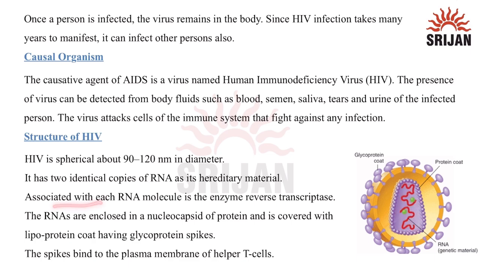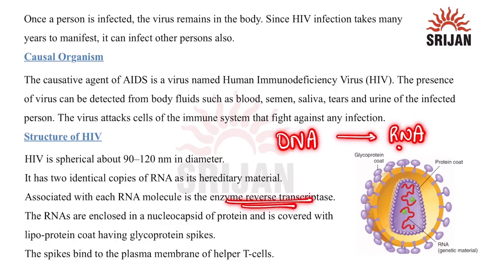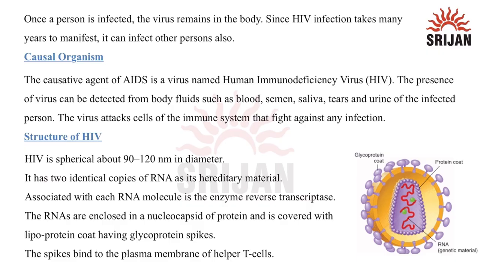Now, associated with each RNA molecule, there is an enzyme known as reverse transcriptase. Normally, DNA converts into RNA, and this process is known as transcription. Reverse transcriptase is an enzyme which converts RNA back to DNA. The RNA is enclosed in a nucleocapsid protein and is covered with a lipoprotein coat having glycoprotein spikes. The spikes bind to the plasma membrane of helper T cells, which is a type of WBC.